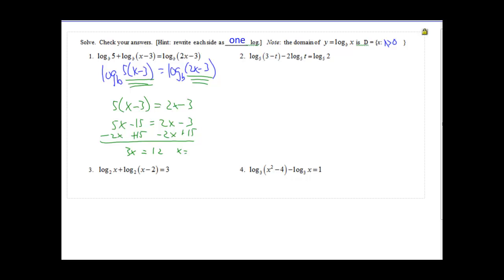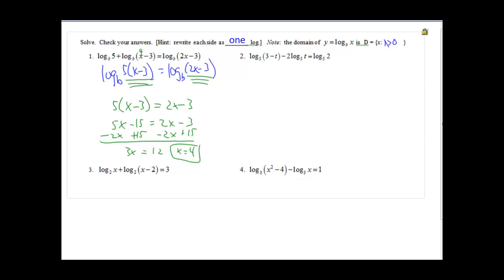So x equals 4. If you substitute back in, we get log base b of 5 plus log base b of 4 minus 3, which is 1. 5 times 1 is 5. So on the left-hand side, we have log base b of 5. If we plug in 4 on the right, we get 8, and 8 minus 3 is 5, so we also have log base b of 5 on the right.